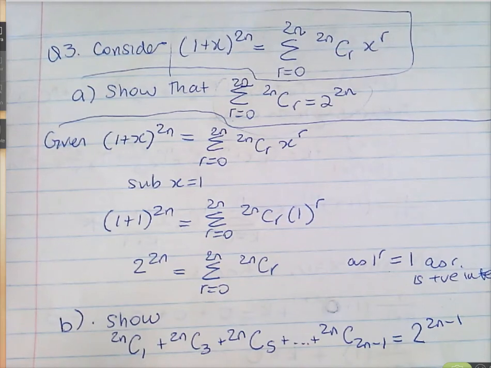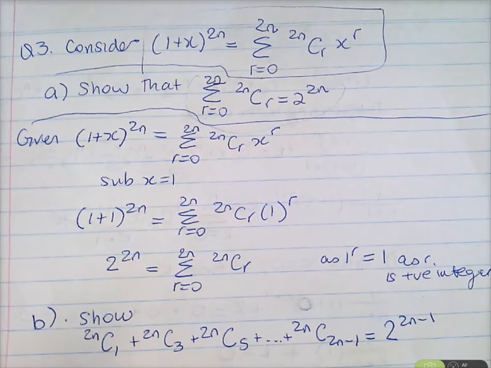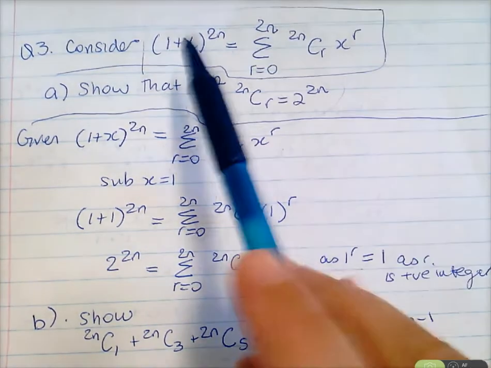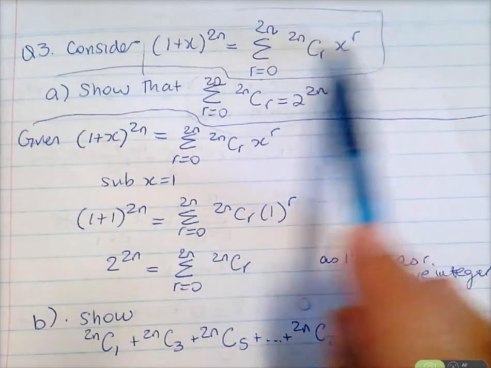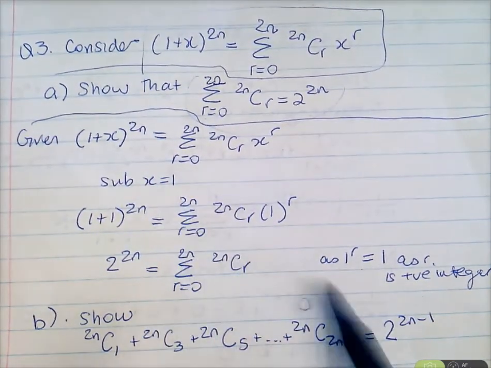Okay, we're just continuing on from question 3. We did question 3a at the end of the last video, where given (1 + x)^(2n) is this sum here, to show this result, and we just substituted x = 1 to get that.